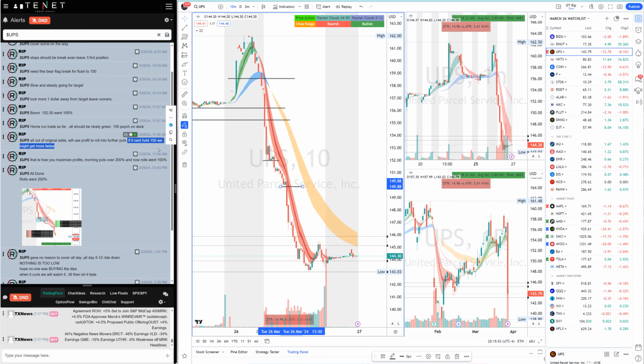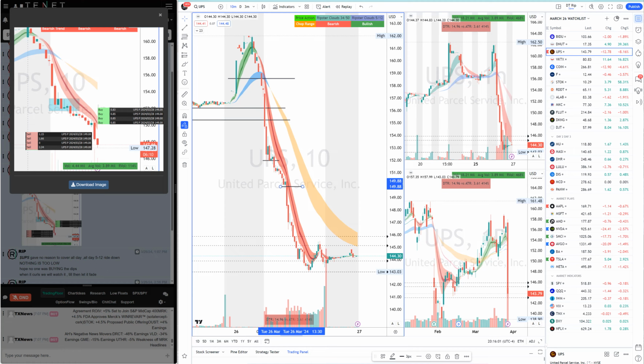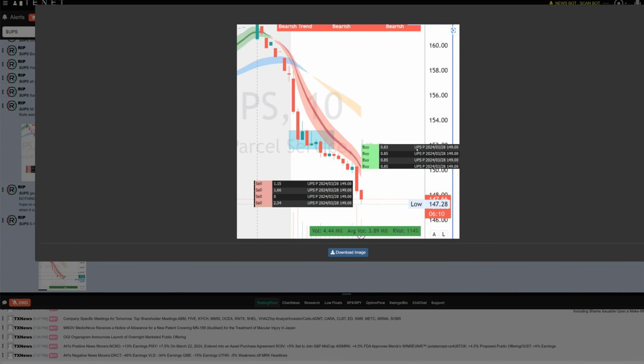If it can't hold 150, we might get some more fades. And that's what happens, guys. Big 150 flush, big flush to 147, $3 in a few seconds. Look at that. So I bought these puts when I told everybody that I'm going to roll it. I got in 149 puts. I bought them at 83, 85 cents. I sold most of them at 2.34.